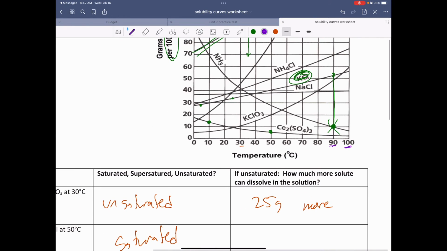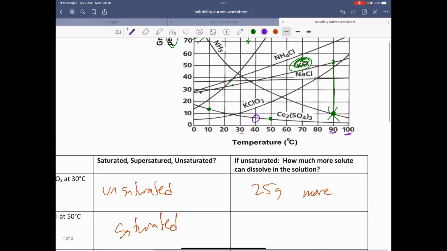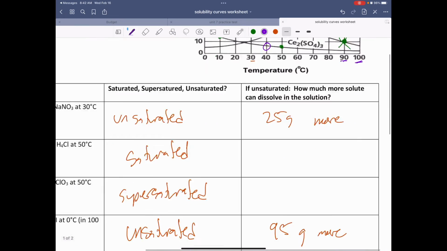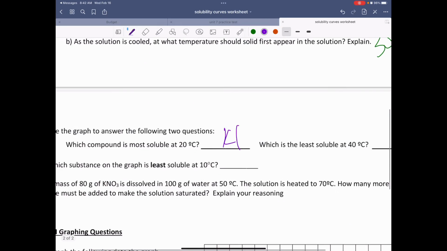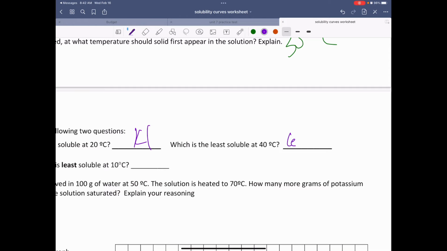Which one is the least soluble at 40 degrees? It's this one right here. It looks like cesium sulfate. So Cs2, and then 3 sulfates.